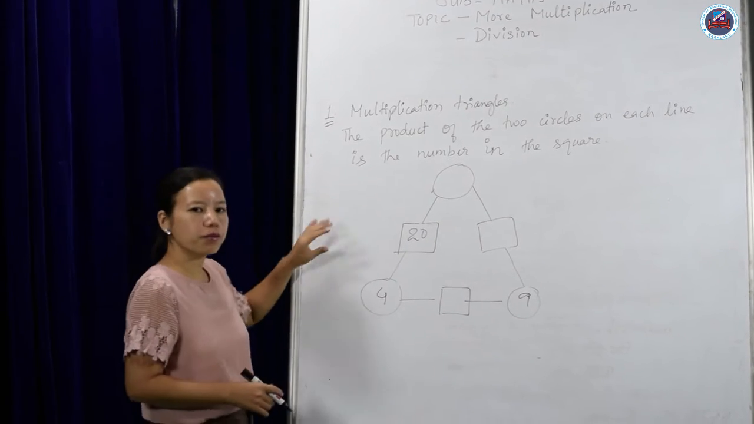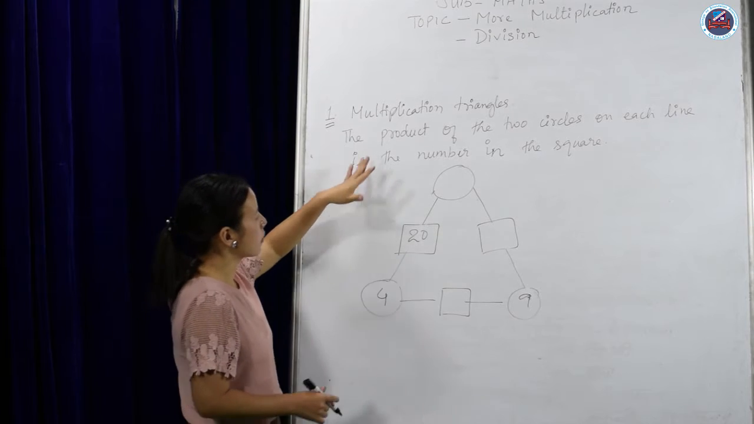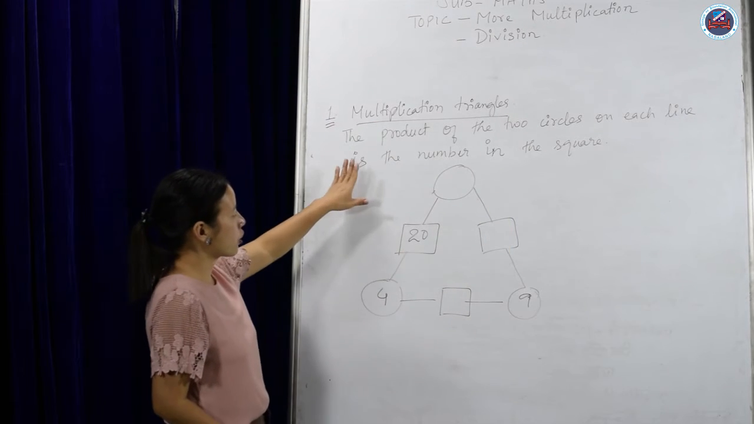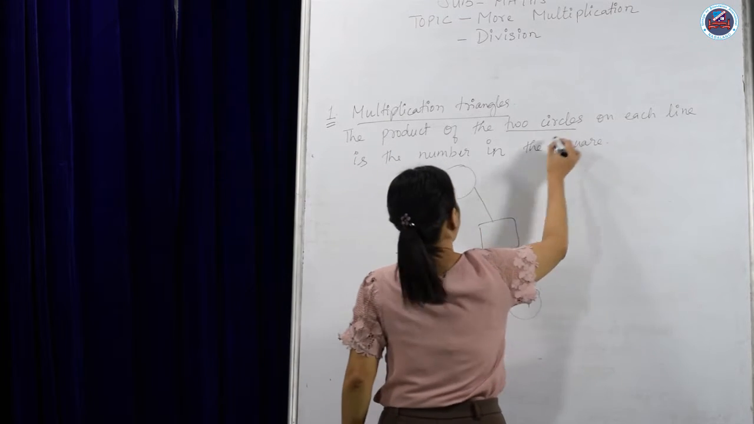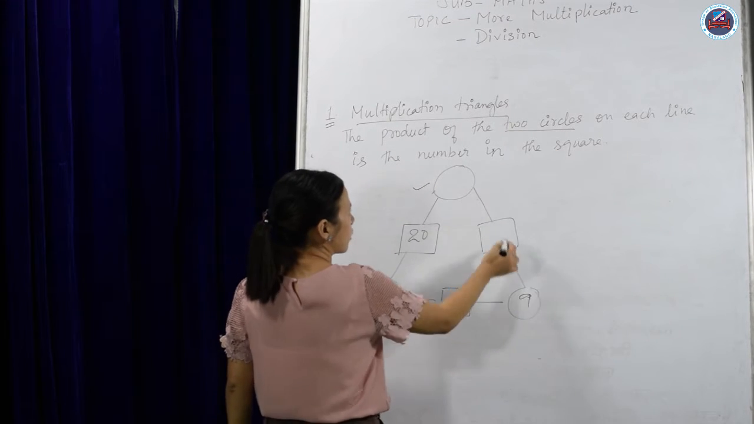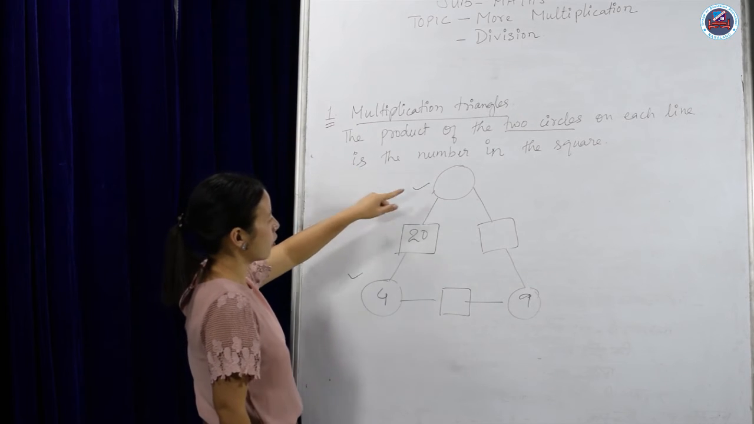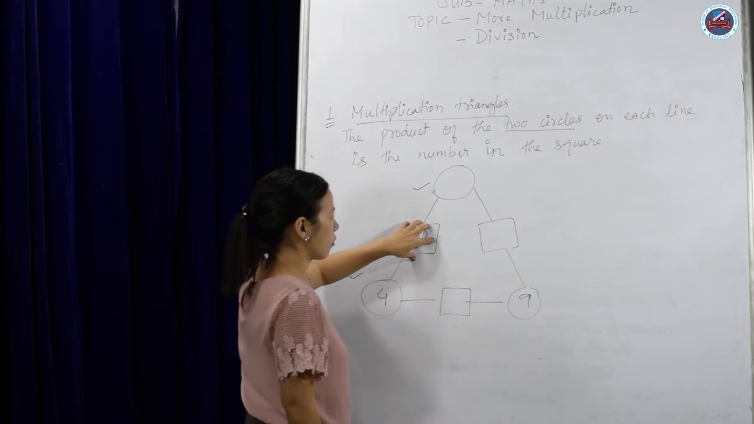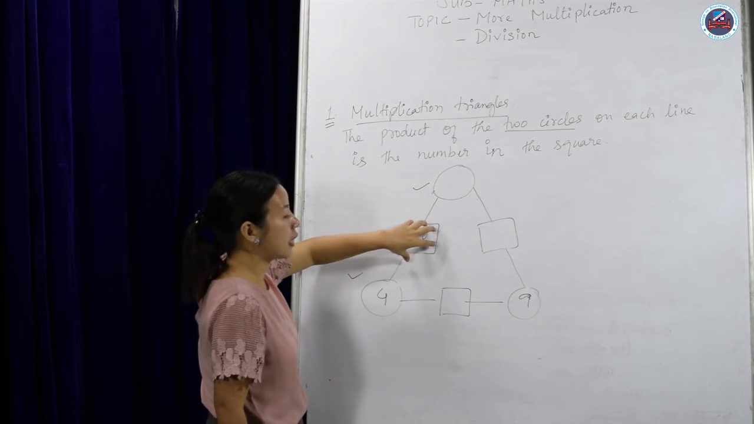This is also taken from your exercise, that is question number 1. Alright? Now this one is about the multiplication triangle. How do we do this? Now here the question says the product of the two circles. We have two circles, circle, circle, right? So the product of the two circles on each line, so these are the lines, is a number in the square. So that means the product of these two circle numbers will be in the square.